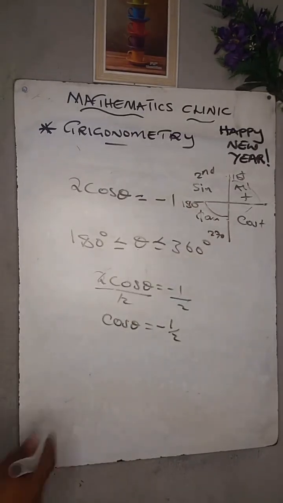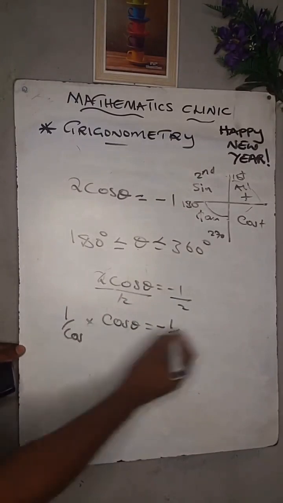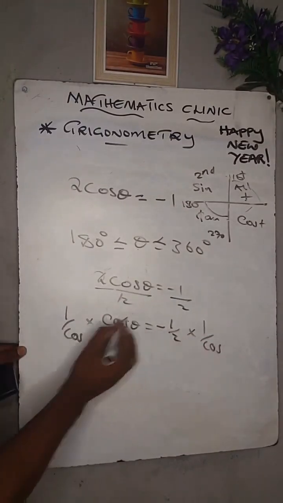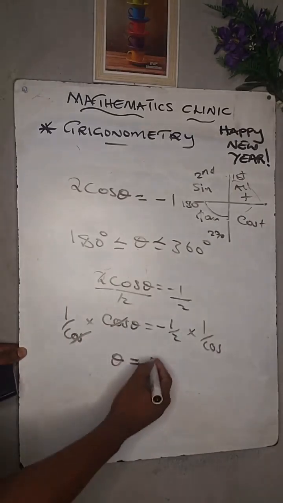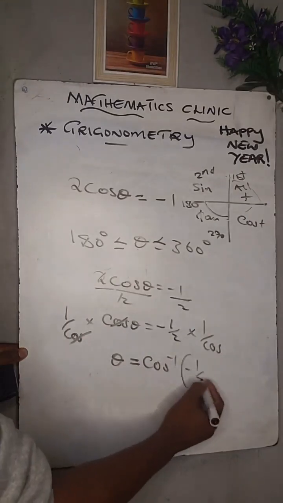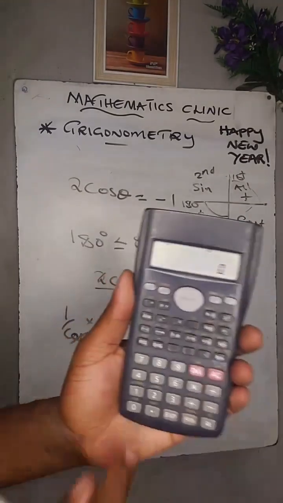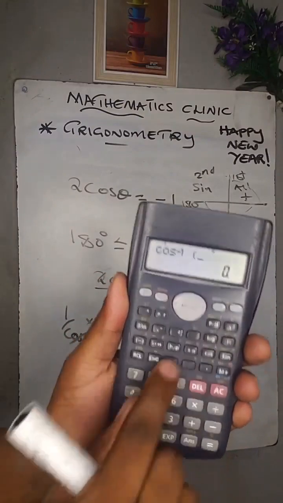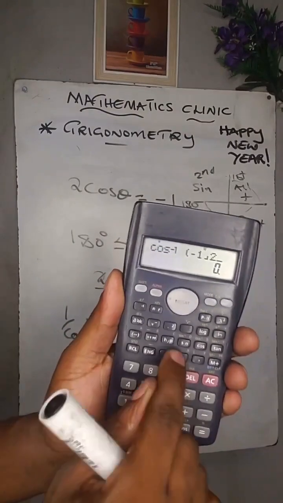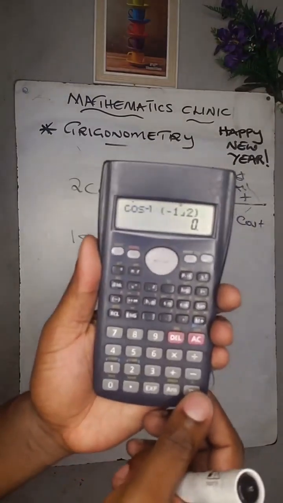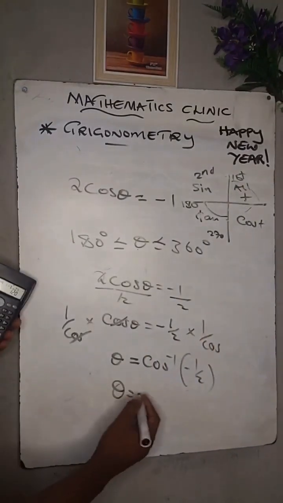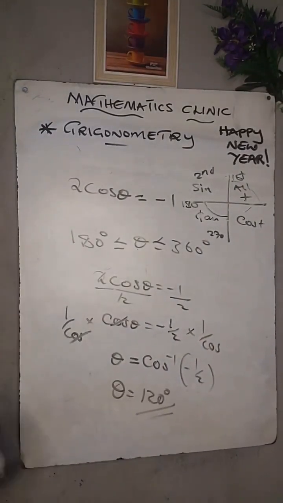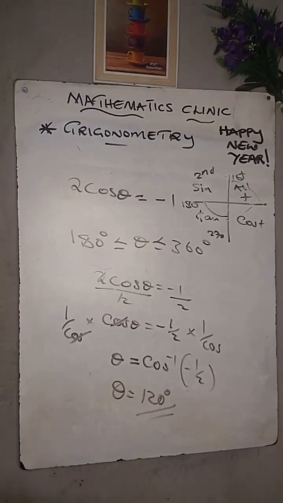Now we introduce the multiplicative inverse on both sides, so that the cos and cos inverse cancel, and we remain with theta is equal to cos inverse of -half. Just to be safe, press shift, then cos, open bracket, -1 over 2, close bracket. We are getting 120. So theta is equal to 120 degrees, which is in the second quadrant.